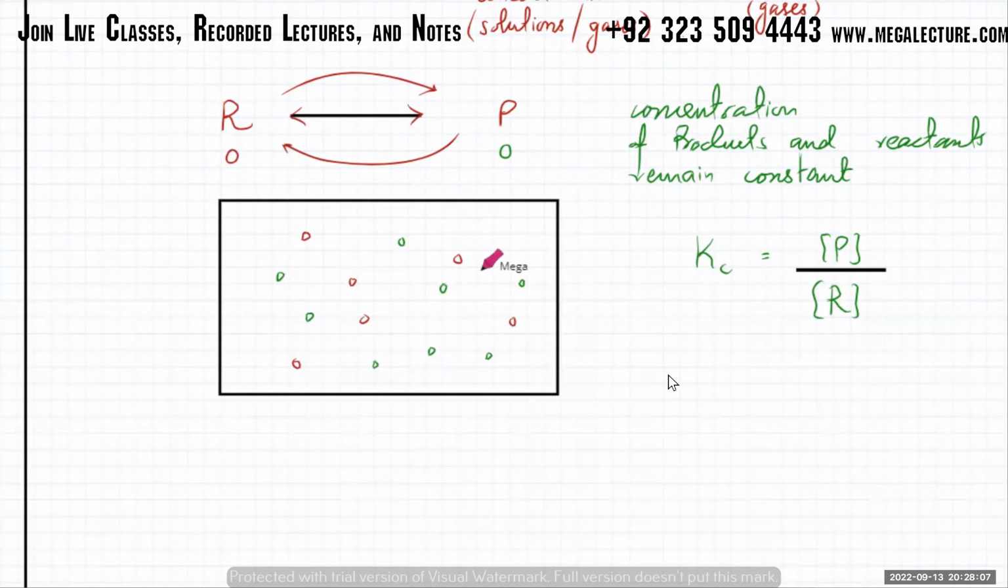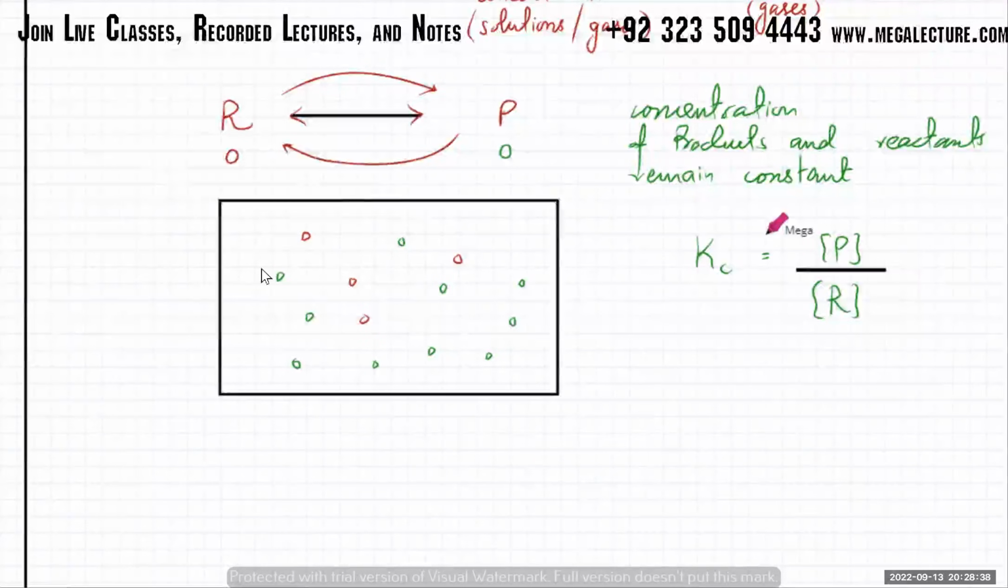So equilibrium can be reached at any point. You can have a lot of these green ones and very few of the red ones. But once it reaches equilibrium, once equilibrium is reached, the concentration will stop changing. It's not going to change after that. Okay? So there's going to be a certain ratio. There's going to be a certain amount of products and a certain amount of reactants.